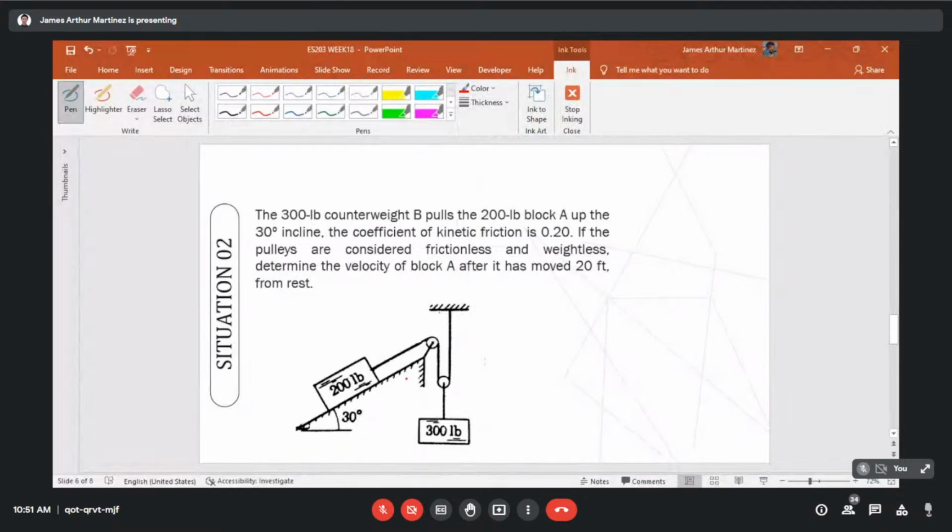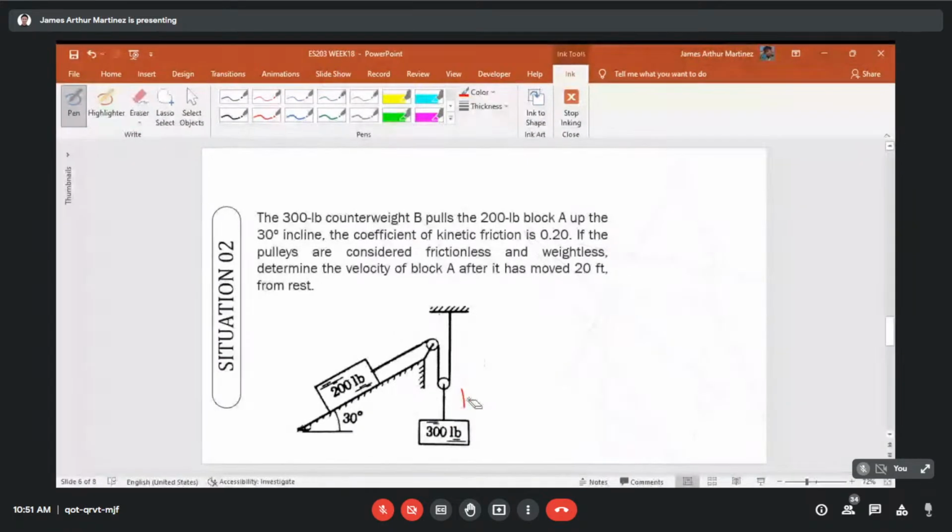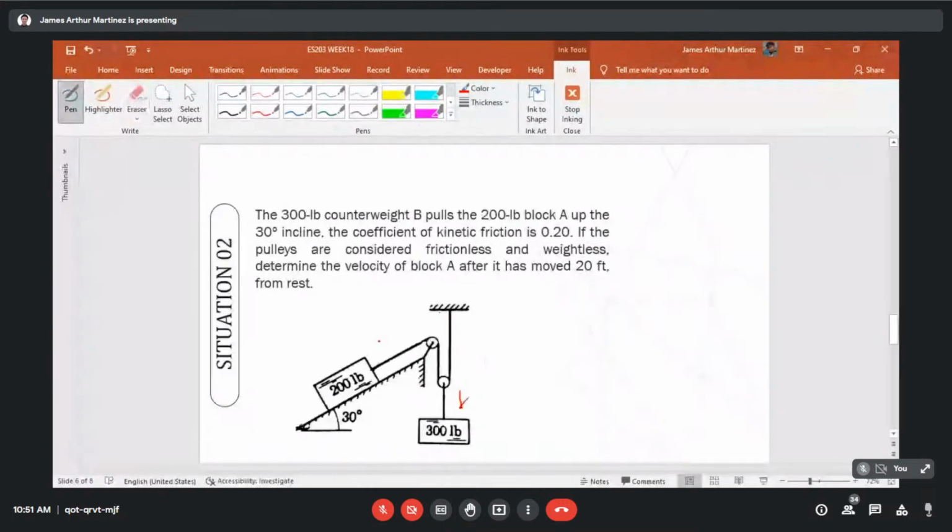So, according to the problem, the direction of motion is that the 300-pound weight will go down while the 200-pound weight will climb up the 30 degrees incline, di ba? So we relate the displacement of B as well as the velocity of B to the displacement of A and the velocity of block A.